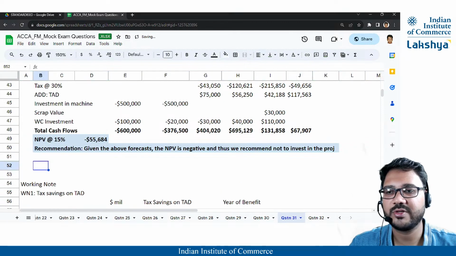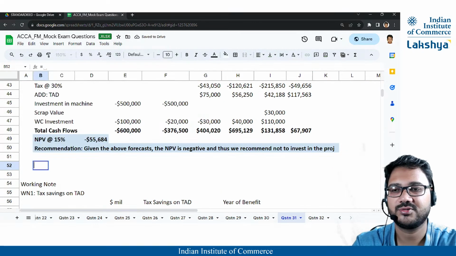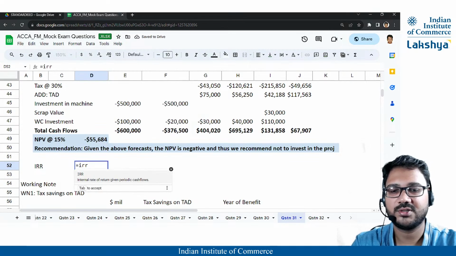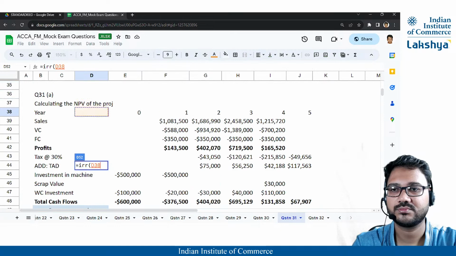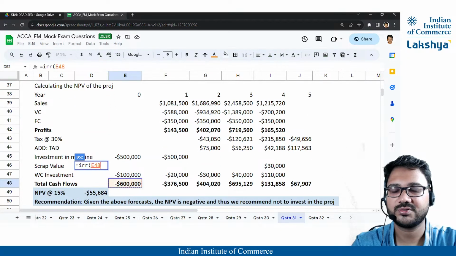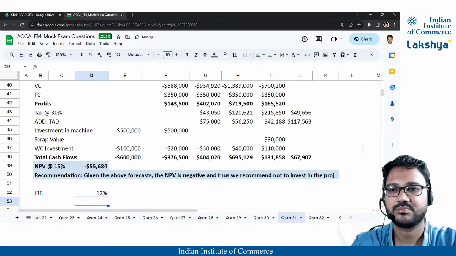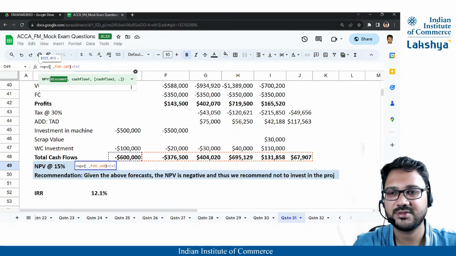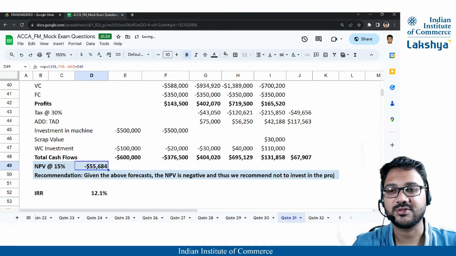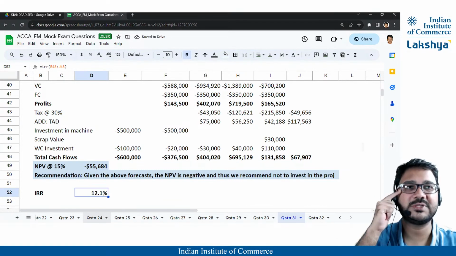This is part 2 of the question. Firstly, IRR is equal to the IRR of all the cash flows. As simple as that, the IRR will be 12.1%. In fact, if you want to do a quick check, you can just modify this and see it is 0. Correct? Okay, so 12.1% is the IRR.